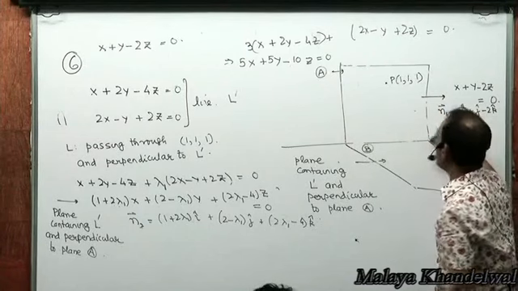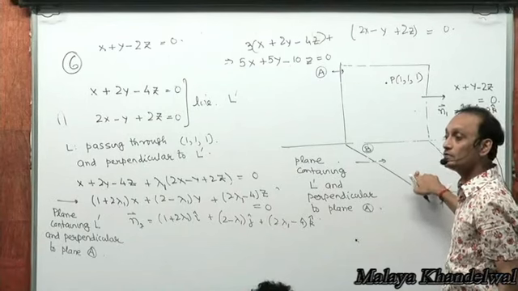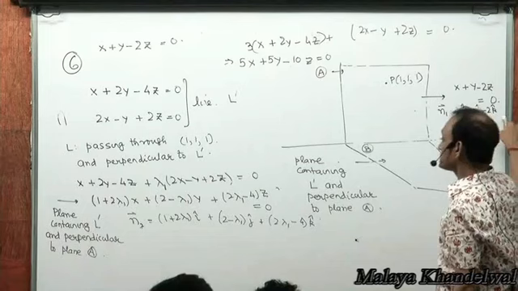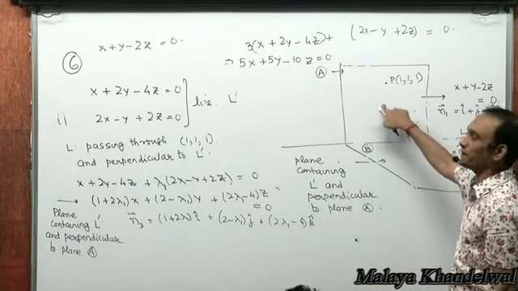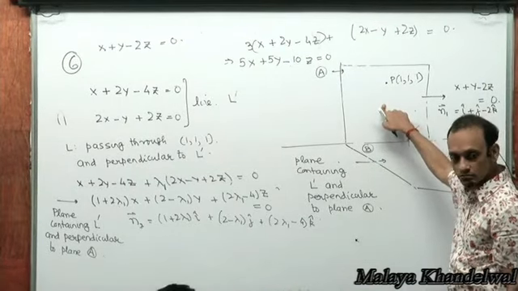And I want these two planes to be perpendicular to each other. When will they be perpendicular? If N1 dot N2 is 0. N1 is this, N2 is this, their dot product should be 0 for this plane B to be perpendicular to plane A. Yes or no?